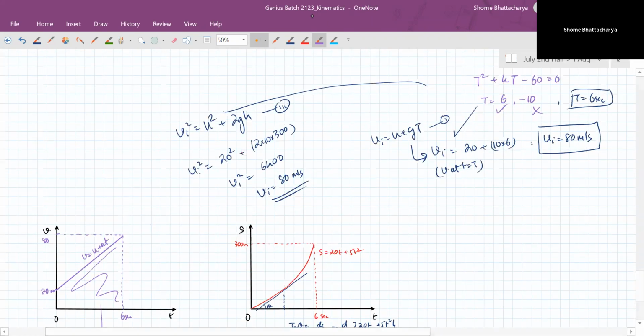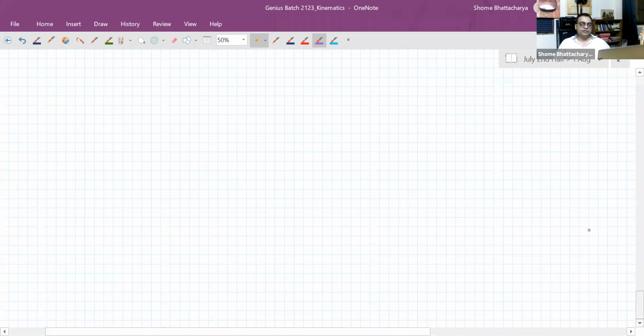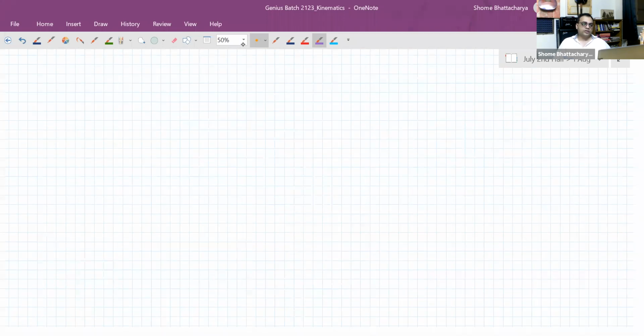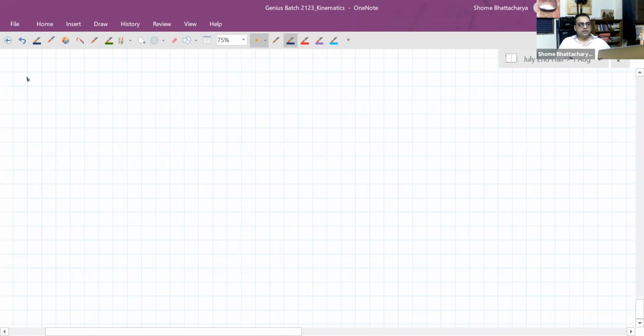Okay, so people, I'm guessing all this is quite clear. Now we come to the slightly more tricky part of vertical motion. That is when we throw something up, or in other words, vertically upward projection. Okay. So till now we were discussing free fall. Now we see vertical projection. That means we are projecting something, but with a vertical velocity. That means an upward velocity.